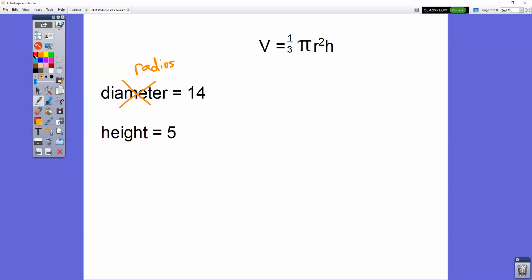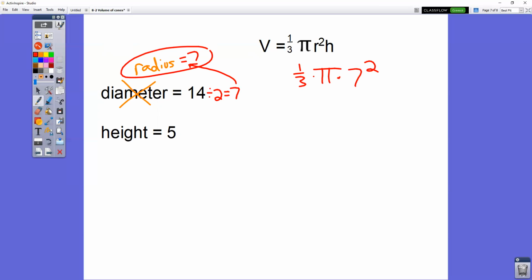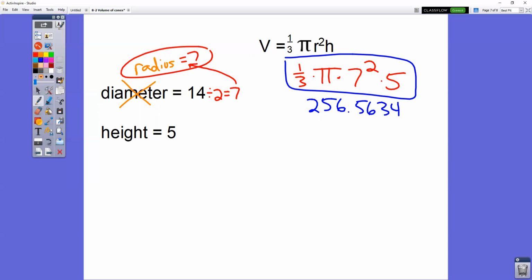If the diameter is 14, we want to take half of that. So we want to do 14 divided by 2, which is 7 for your radius. So we're going to use radius as 7 and our height is 5. So we have 1/3 times pi times your radius squared. Make sure you use the radius, not the diameter. So 7 squared times your height of 5. Take all 4 of those terms and multiply them together. When you do that, you get 256.5634.